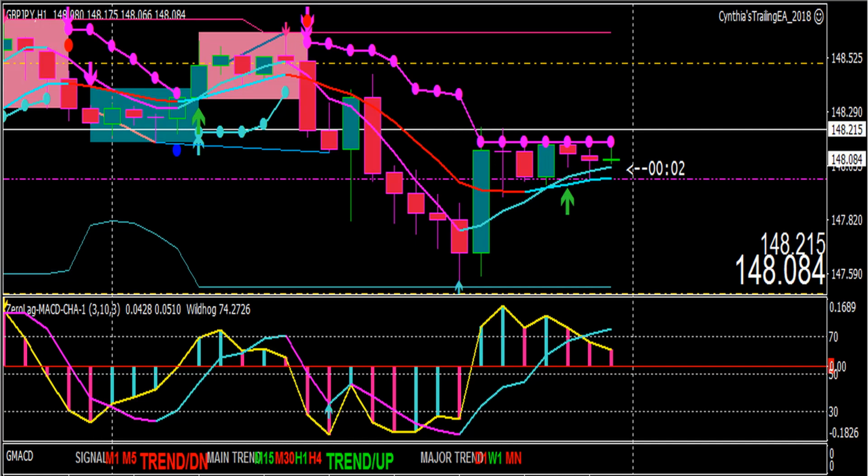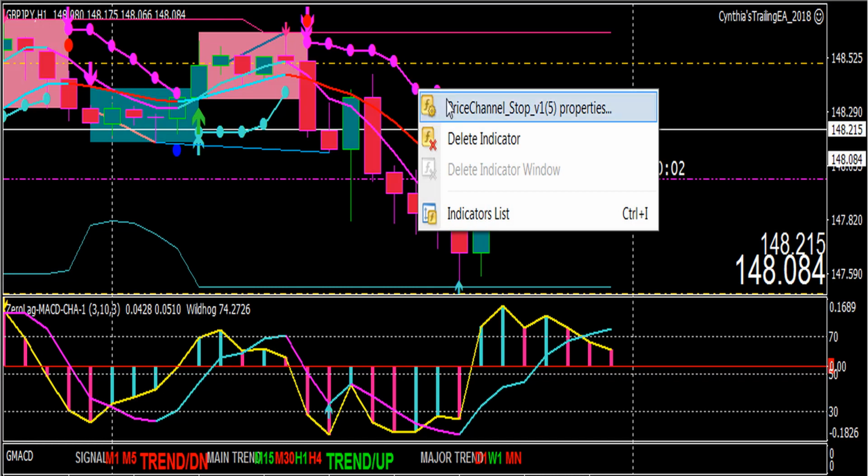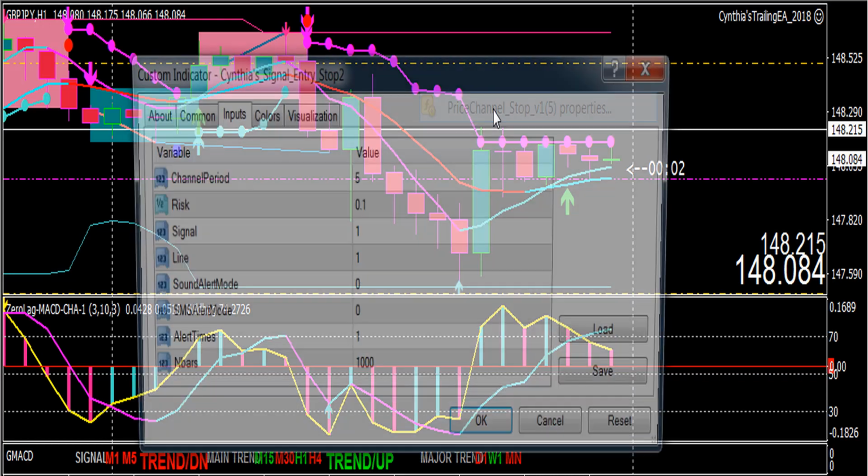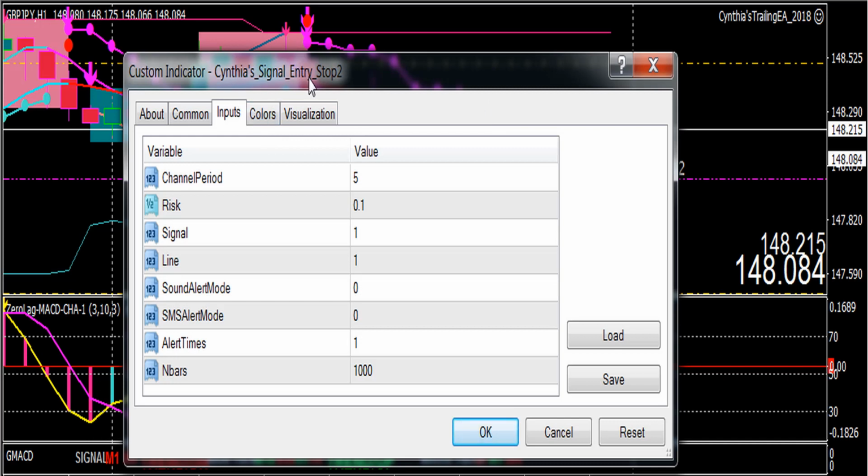And in this video I want to show you how to use the dots, the line dots here, to manually trail your trades if you don't want to use my trailing EA. So this is, if I right mouse click on it, this is called price channel stop. If I click on the name, it shows you the name that I call it. I've called it this for years.